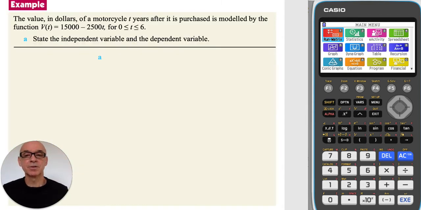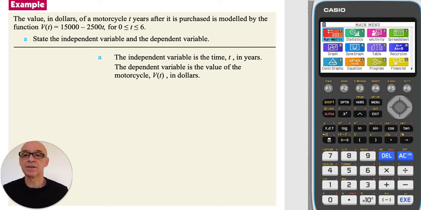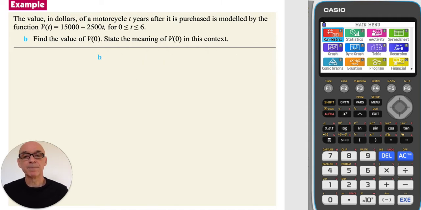In this question, we're asked to state the independent variable and the dependent variable. The independent variable is the time, t, in years, and the dependent variable is the value of the motorcycle, v, in dollars. In part B of the question, we're asked to find the value of v(0) and to state its meaning in context.